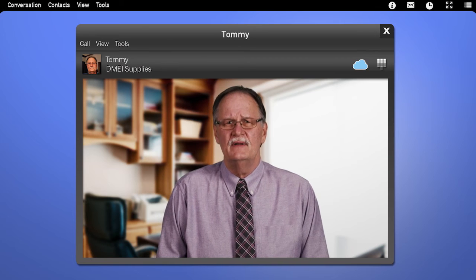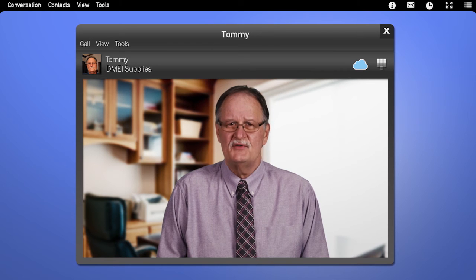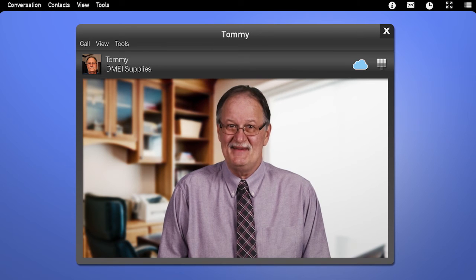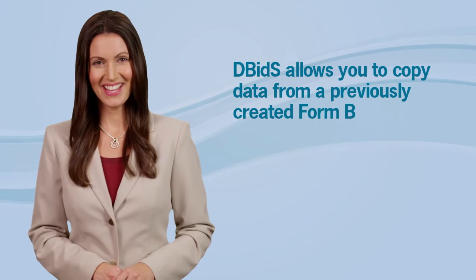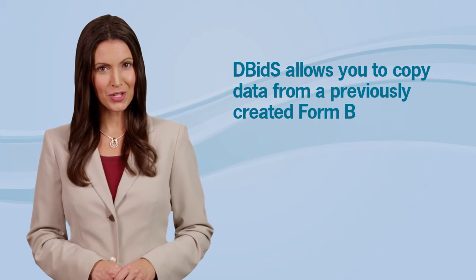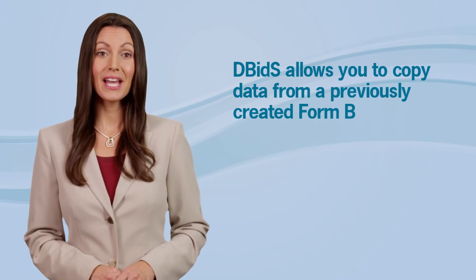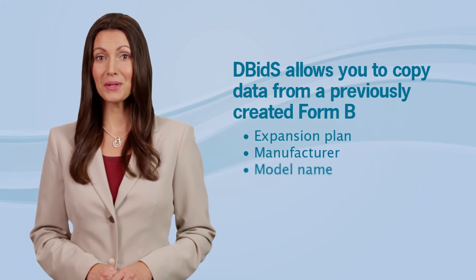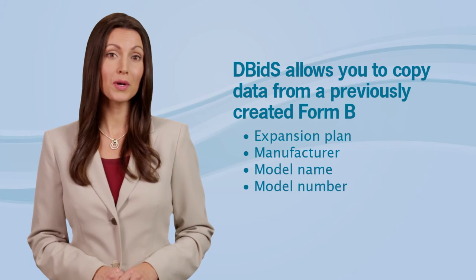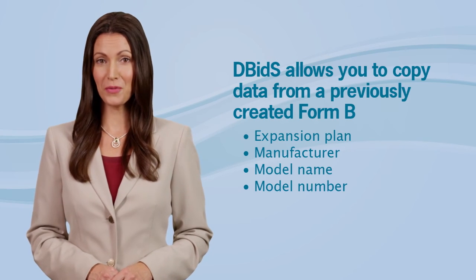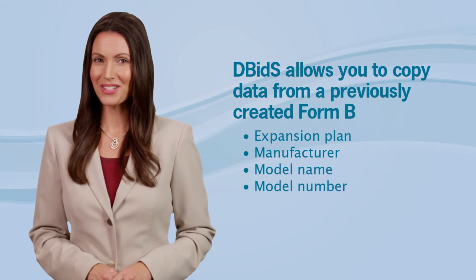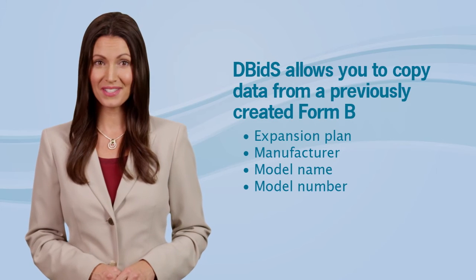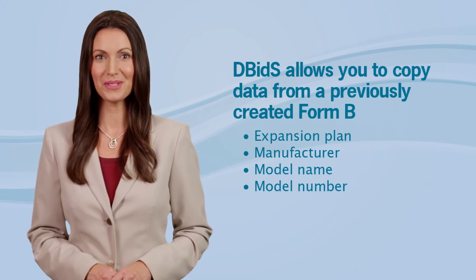Since I've already completed one Form B, are there any shortcuts for creating the other Form Bs? Glad you asked. If you are bidding on multiple competitions, there's a feature in DBIDS that allows you to copy your expansion plan and your manufacturer, model name, and model number data to a Form B from a previously created Form B. I think you'll find that this will save you some time when you are bidding for the same product category in multiple CBAs.